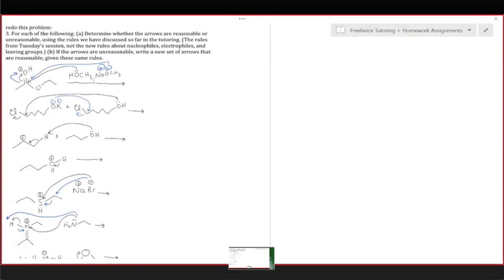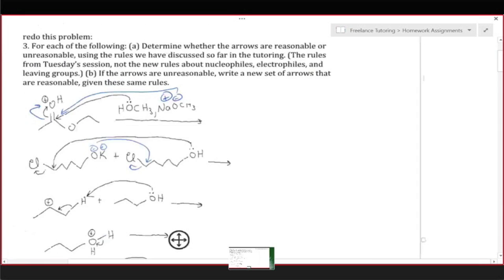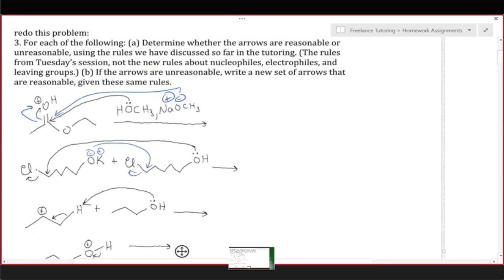So we can get right to work reviewing these problems. So let's take a look. This first set of problems is a redo from the previous homework set, where we had a little trouble the first time. So I wanted to reinforce these. So let's take a look.